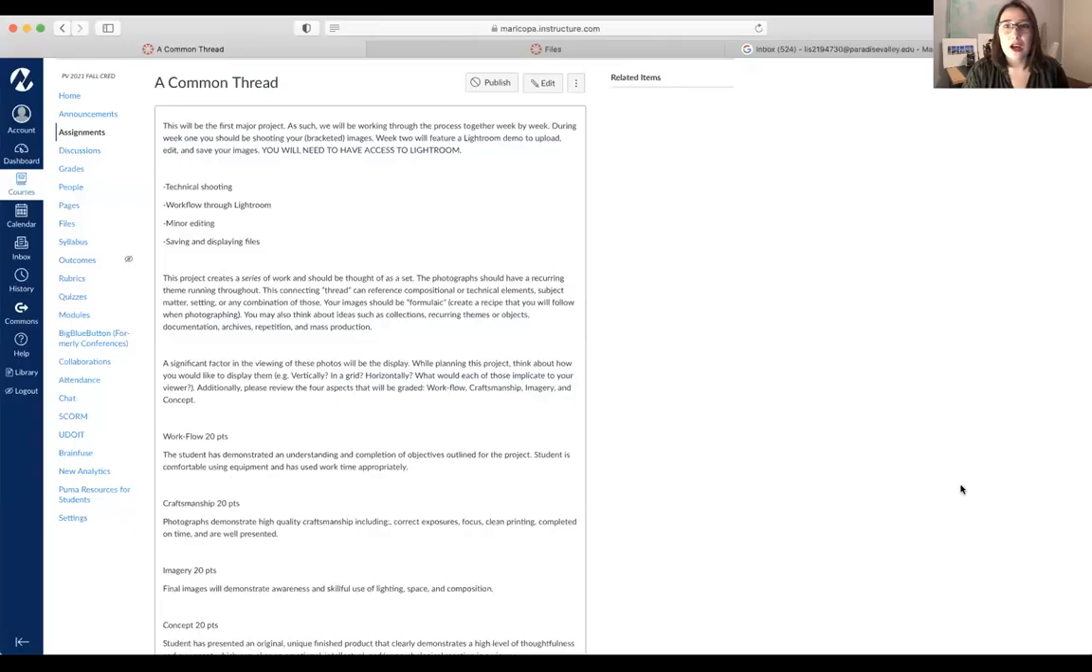I'm going to share the assignment sheet for you. This is my Canvas view. It looks slightly different than yours, but the content is the same. This project is called A Common Thread. Again, it's going to be the first major project. As such, we will be working through the process together week by week.